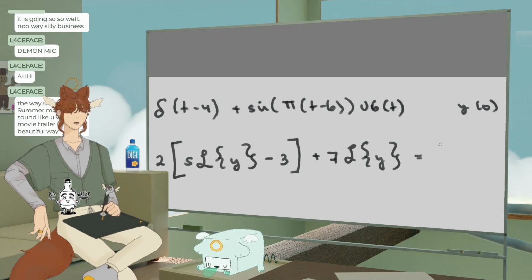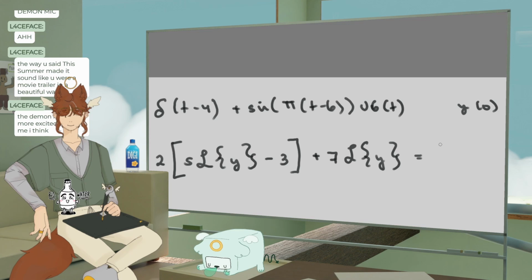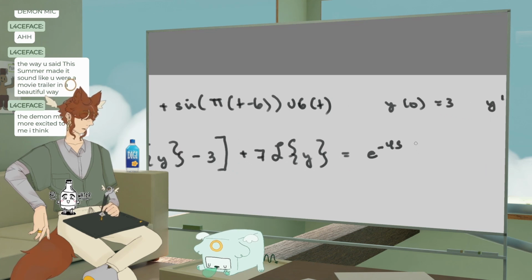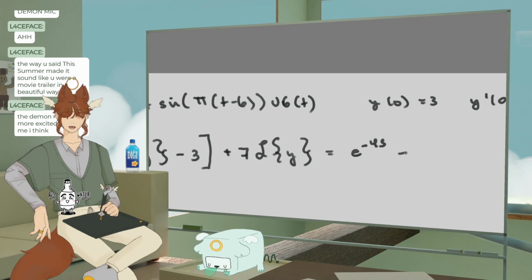Oh god, okay, so... okay, the delta function, what is its... What you said this summer made you sad you were beautiful. This summer, Damie exorcises the demon mic. It's literally just e to the negative... Sorry. E to the negative 4s. Smiles. The demon mic was more excited to see me, I think. Yeah. You were not excited to see him.